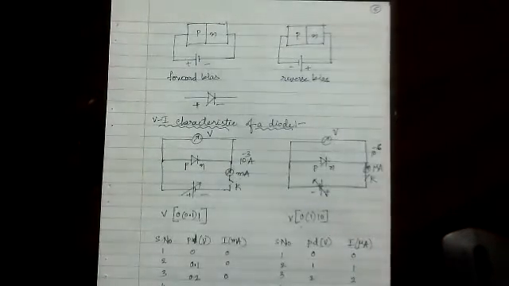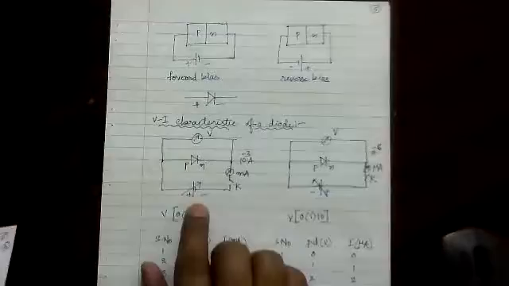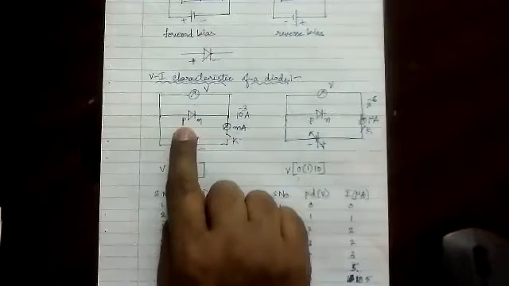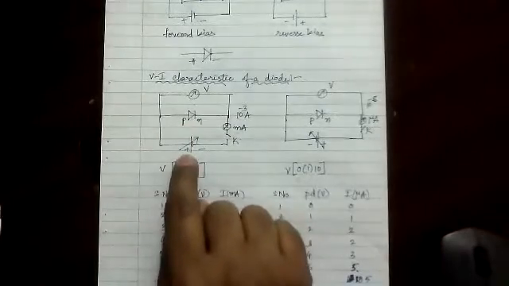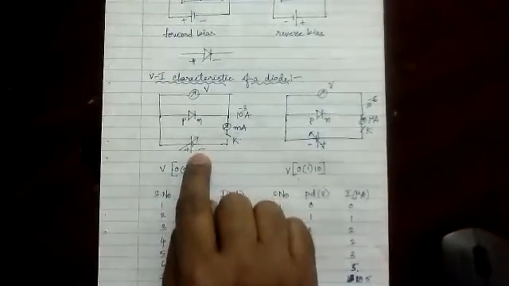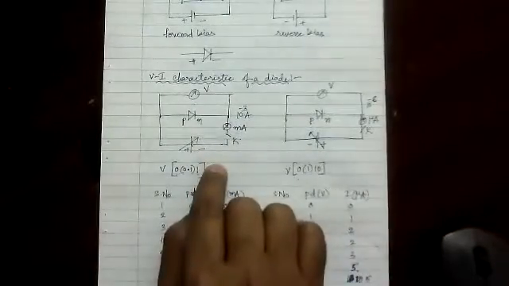Okay, in the last class we were discussing the forward bias and reverse bias of a junction diode. This is the VI characteristic of a diode. When I see this, it is a diode, P and N. If P is connected to positive and N is connected to negative, then the diode is said to be in forward bias.